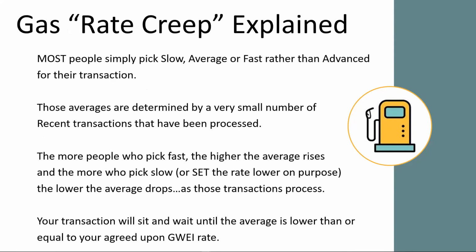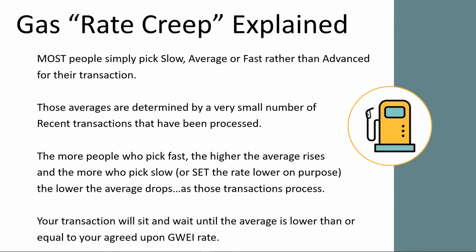So now what this can do is cause something called rate creep. Most people simply pick slow, average, or fast rather than going to the advanced settings or the custom settings, depending upon the terminology for the wallet you're using. Well, those averages are determined by a very, very small number of recent transactions that have been processed. What this means is the more people who pick fast, the higher the average rises. The more people who pick slow or set their rate to a specified lower amount on purpose, the lower the average drops as those transactions process.